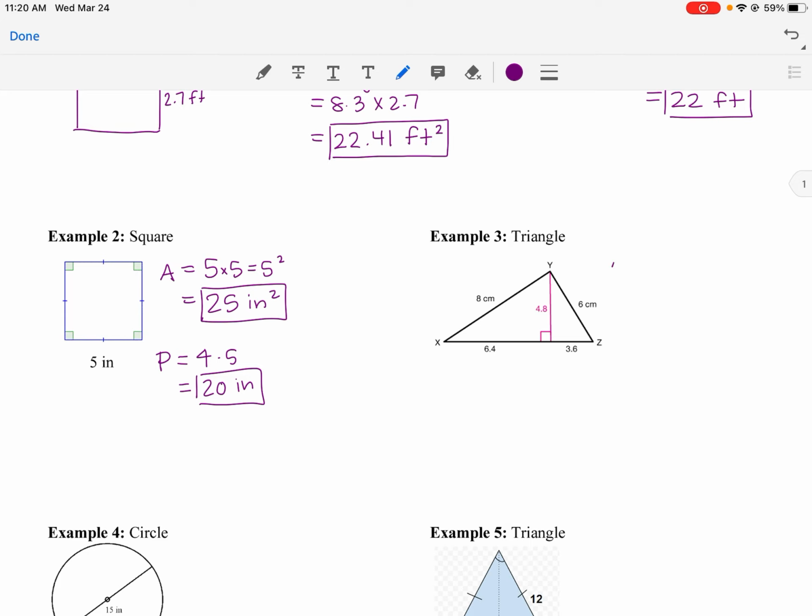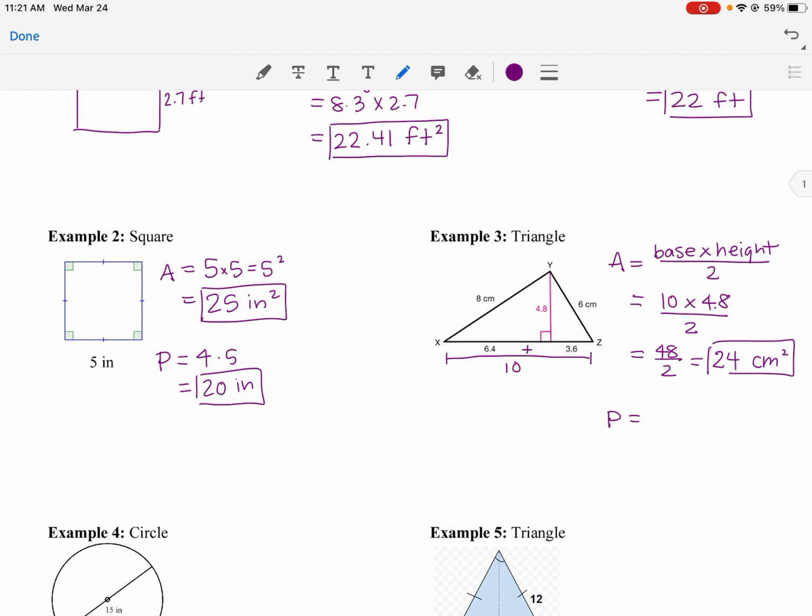Okay, with a triangle, for the area, I think students like to use the formula base times height divided by 2. So it's half the area of a rectangle. So be a little careful here. Your base is the entire length from x to z, which when I add 6.4 plus 3.6, I end up with 10. So we're really doing 10 times our height of 4.8 divided by 2. So here we get 48 divided by 2, and you get 24 centimeters squared.